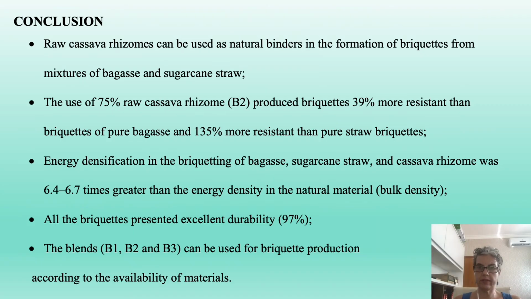Conclusion. With this study, we can conclude raw cassava rhizomes can be used as natural binders in the formation of briquettes from a mixture of bagasse and sugarcane straw. The use of 75% raw cassava rhizome in B2 produces briquettes 39% more resistant than briquettes of pure bagasse and 135% more resistant than pure straw briquettes. Energy densification in the briquettes of bagasse, sugarcane straw, and cassava rhizome was 6.4 to 6.7 times greater than the energy density in the natural material.